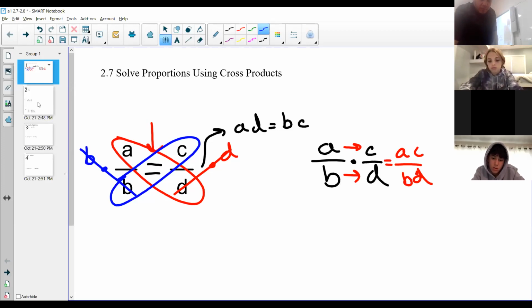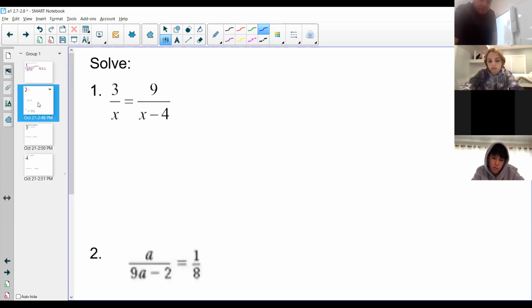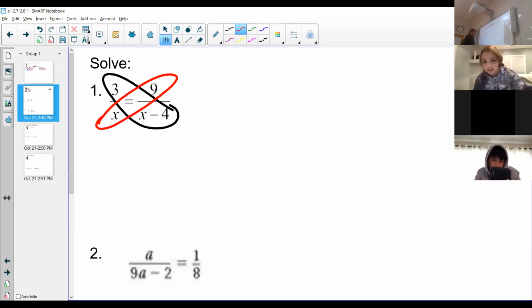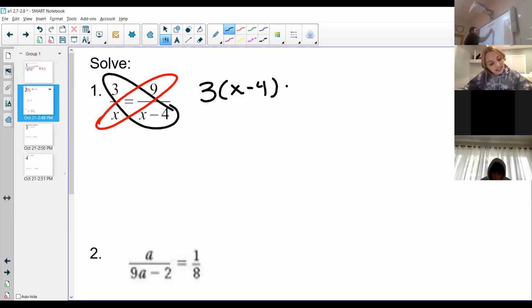So let's just go through some quick examples of these. So we could cross multiply. That also means we can cross multiply whole expressions. And I'll color code it to keep track. For number one, we're going to cross multiply both sides. So I'm going to write it as 3 times x minus 4 equals 9x.